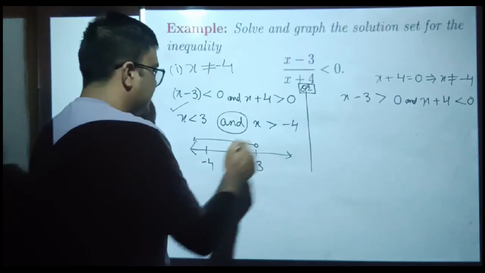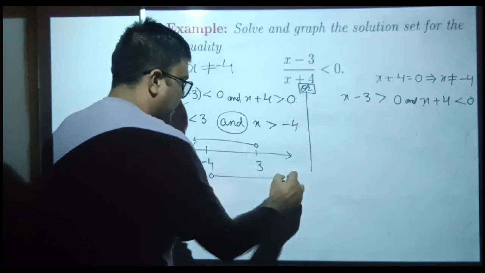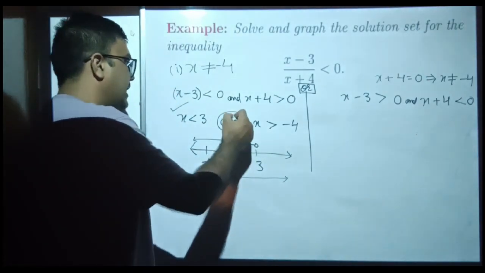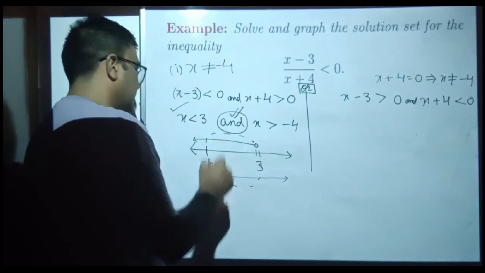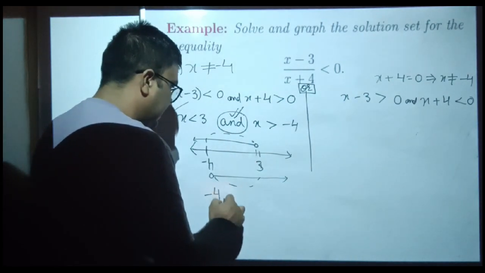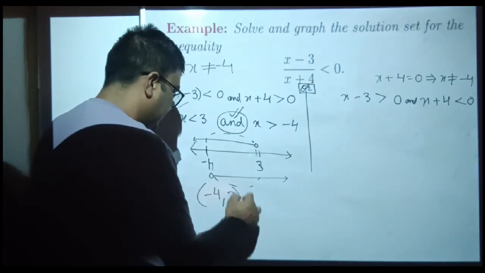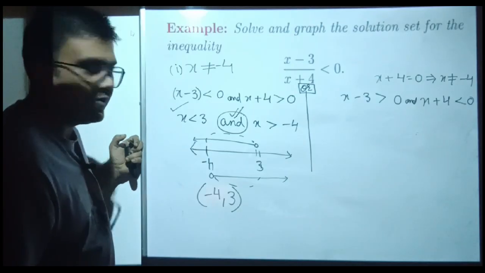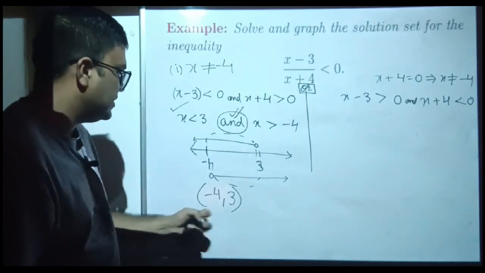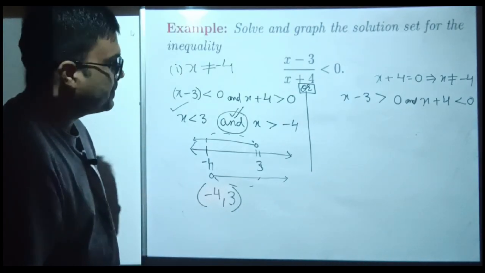X is greater than -4. And is there in between. We are talking about the common region. The answer we obtain is -4 and 3 with the open bracket. We will have (-4, 3) with the open brackets.